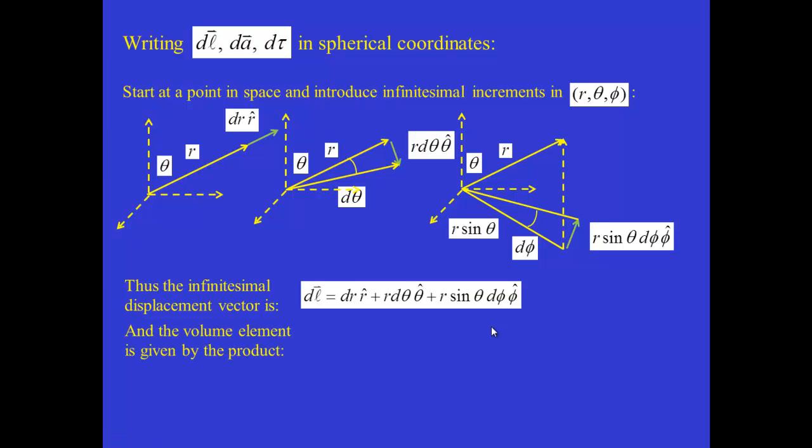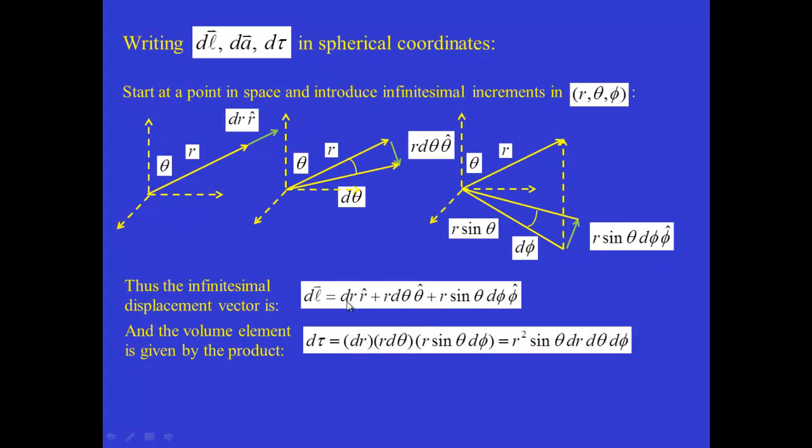The volume element d tau, then, in spherical coordinates is simply given by the product of these three components, because if we take those three components and multiply them together, they form the length, width, and height of a tiny box, which defines the volume element. And so d tau is just the product of dr, r d theta, and r sine theta d phi. And we usually write this by collecting the terms, writing it as r squared sine theta dr d theta d phi. And that's certainly something that you should have at hand when you start to work on homework problems.